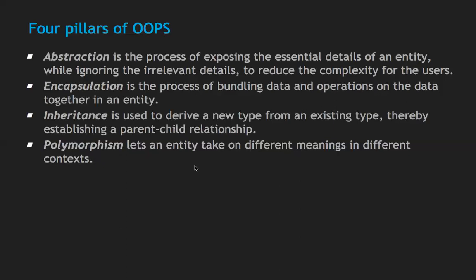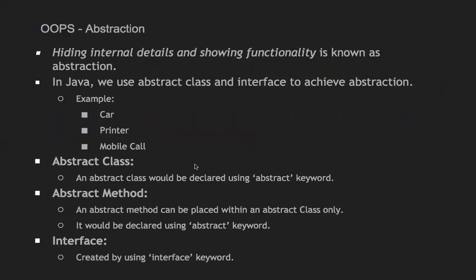So the four pillars are abstraction, encapsulation, inheritance, and polymorphism. Today let's see what abstraction is. Generally, we say hiding internal details and showing functionality is known as abstraction. What do you mean by hiding? Hiding in the general concept means you will have it, but only whenever it is necessary will you take it out, and whichever functionality is there will be taken care of.